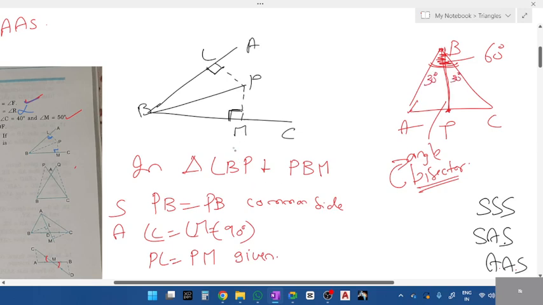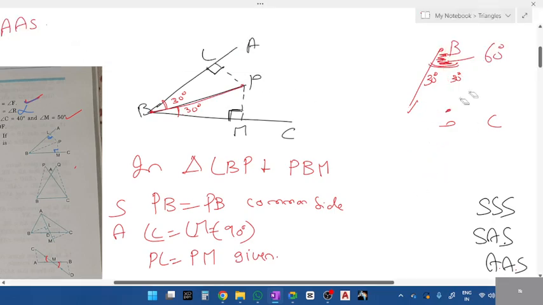If they are congruent, BP will be the middle line, correct? BP is common to both, therefore the angles also will be the same. If this is 30 degrees, what about the other one, students? If both are congruent, their angles also should be the same. That is known as congruency. If the angles are the same, 30 degrees, then what do you call the line BP? BP will be the angle bisector. So first you have to prove whether they are congruent or not.